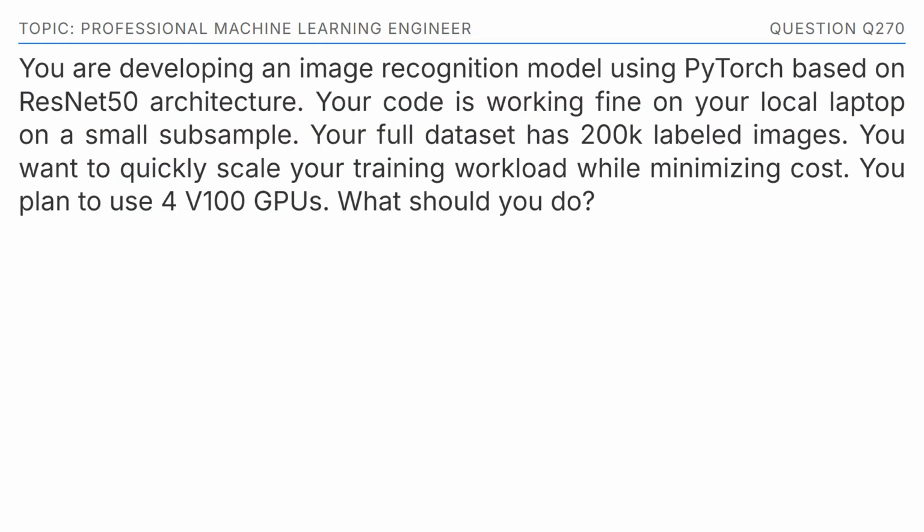You are developing an image recognition model using PyTorch based on ResNet 50 architecture. Your code is working fine on your local laptop on a small subsample. Your full dataset has 200K labeled images. You want to quickly scale your training workload while minimizing cost. You plan to use 4 V100 GPUs. What should you do?